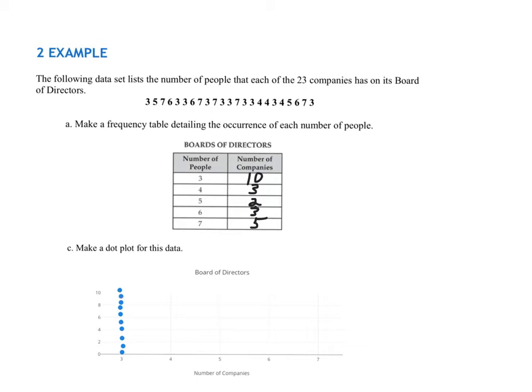So there's 3, 4, 5, 6, and 7 should have 5 dots.